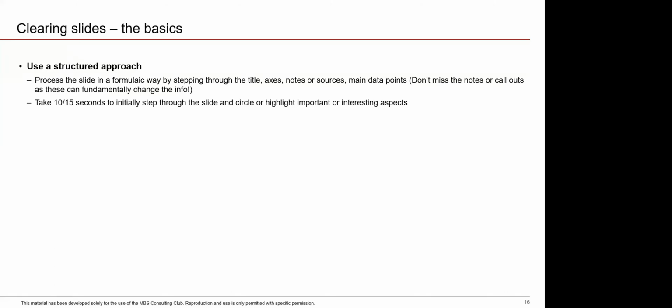So the first one is use a structured approach. There's actually a slightly formulaic way to step through a slide. You're going to read the title of the slide, then the axes, the notes, the sources, the main data points, the call outs, and then you're going to highlight the important, interesting aspects. So you take 10 to 15 seconds to process through in that structured way so you don't miss anything, and then you're going to anchor it, then move on to talk about what's interesting about the slide.